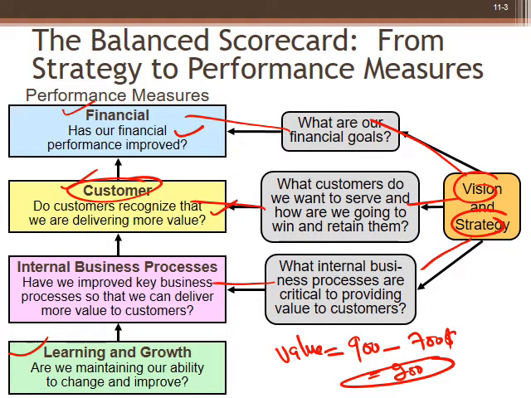So internal business processes means how we improve key business processes so that we can deliver more value to the customers. Learning and growth is maintaining our ability to change and improve. So these are the kinds of measures which correlate to the vision and strategy.